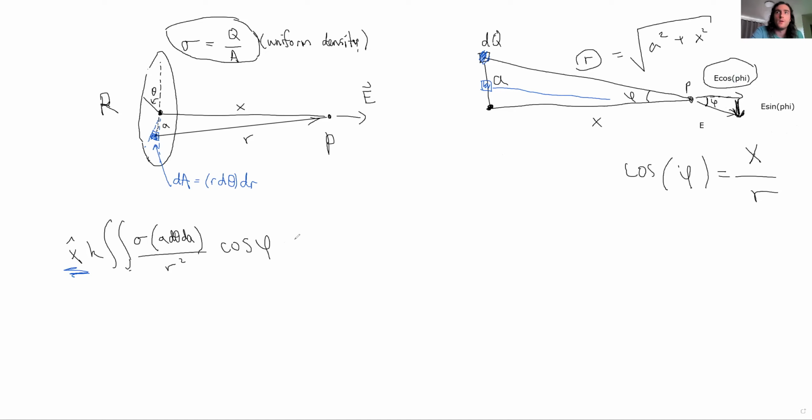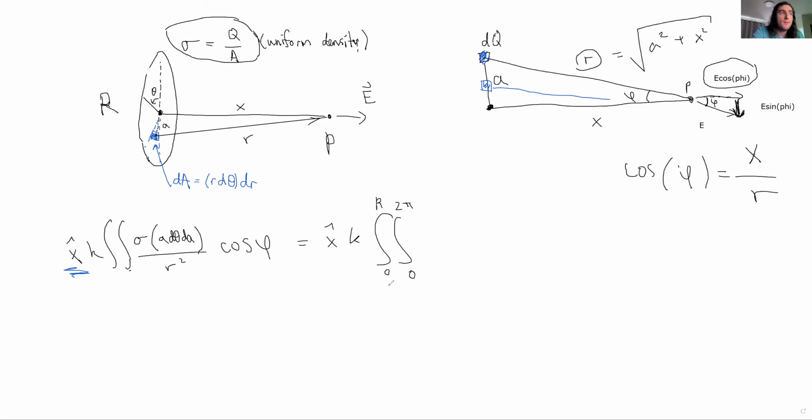All right, back to the integration here. Cosine phi, we've got to replace cosine phi. Cosine phi is x over r. So x hat k double integral. Let's just do the integral limits now. So 0 to 2 pi for the, what is the thing we're using here? Theta, for the theta integration. Okay, and then what are we going to integrate for a? Well, we have to go 0 to big R.